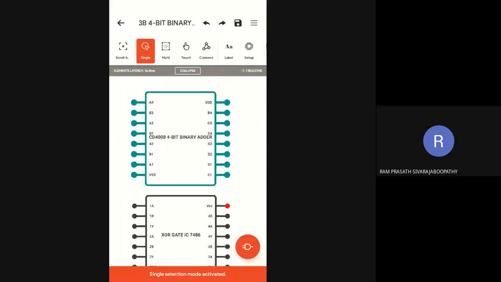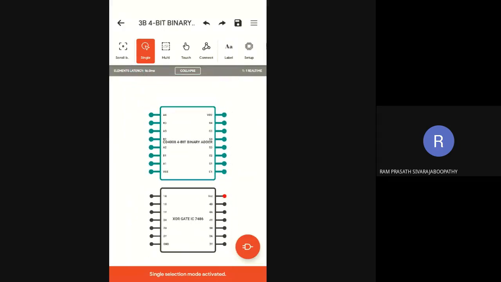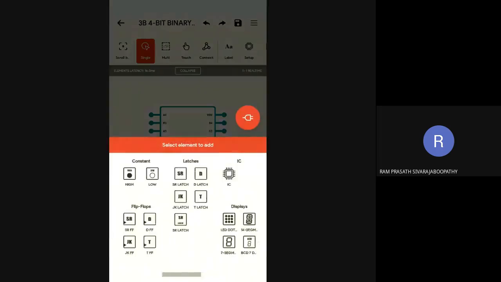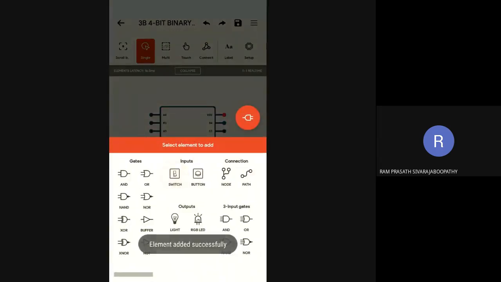Okay, fine. So we have taken one XOR gate. Then we have taken 4-bit binary adder. So now what we have to do? We have to give a 4-bit input. The data A to the pins A1, A2, A3, A4. But how are we going to name it? A0, A1, A2, A3, because we write our truth table that way. Fine. So I'm going to take 4 switches for data A.